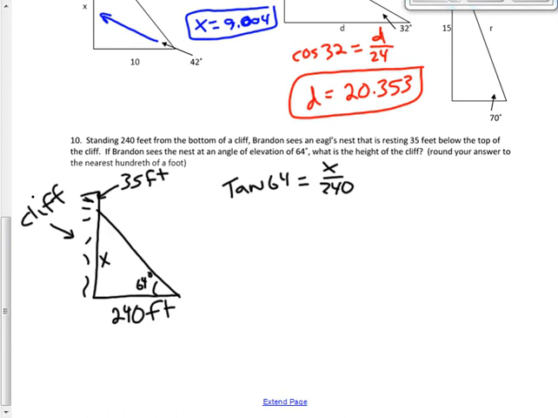I'm multiplying both sides by 240. Okay, gives me that x is equal to 492. Round your answer to the nearest hundredth of a foot, 0.07 feet. Okay, so that's what x is, but I want the total height of the cliff.